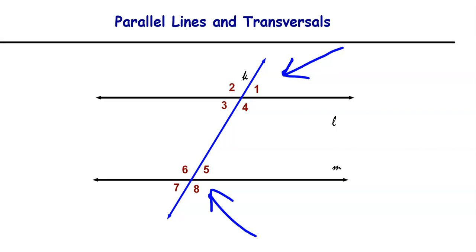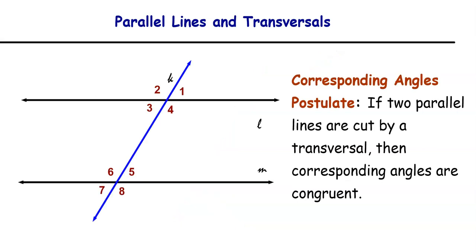So the first thing that we're going to see is a postulate, meaning we accept it without proof, and that is something we call the corresponding angles postulate. If two parallel lines are cut by a transversal, then corresponding angles are congruent.